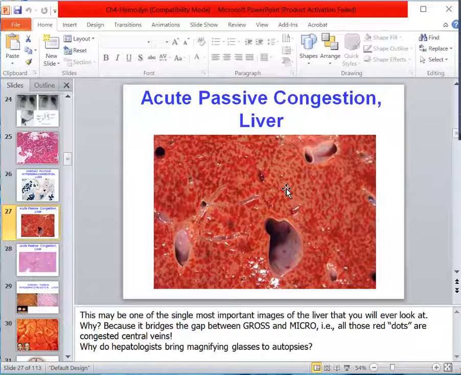And if you want to say right heart failure rather than left heart failure, that's okay too. Now, what do you think would happen if the central portions of these lobules were congested chronically or prolonged? Well, it means they're not getting enough blood. So the central portion of the lobule would become necrotic.